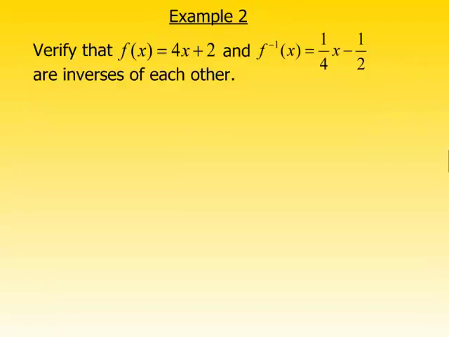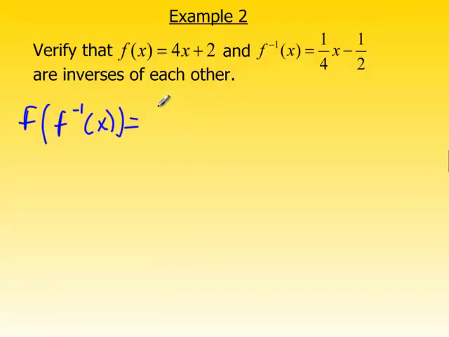So let's say I want to verify that f of x equals 4x plus 2, and f inverse of x is equal to 1/4 x minus 1/2. We want to verify that these are in fact inverses of each other. So we're going to do a composition of each other. So I'll start off by doing f of f inverse of x.